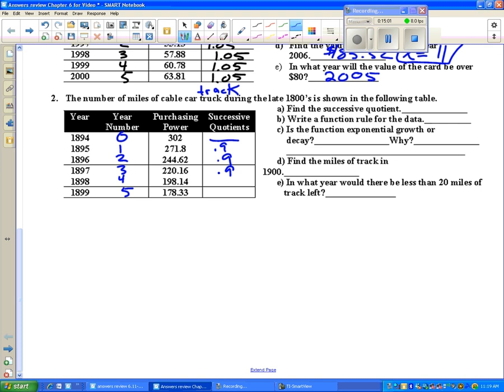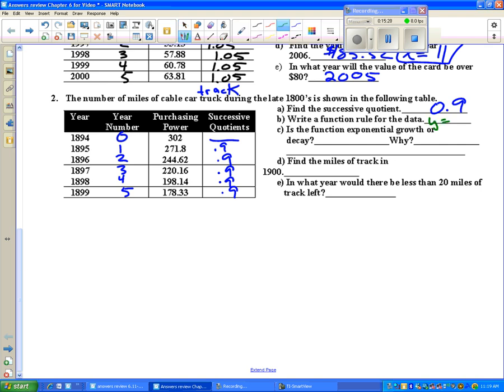Take 198.14 and divide by 220.16, and I get about 0.9. Take 178.33 and divide by 198.14, and I get about 0.9. Find the successive quotient. It's 0.9, 9/10.